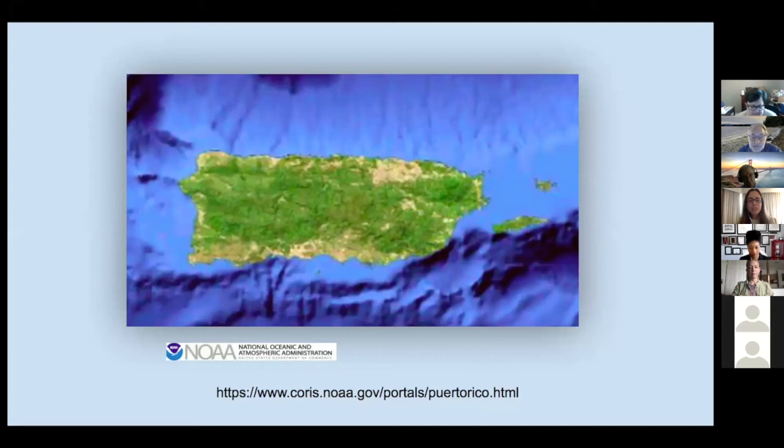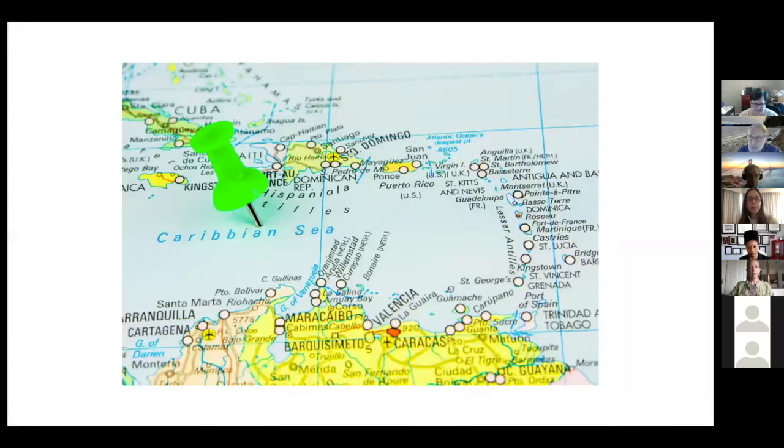I'm a pediatrician with training in environmental health, but I'm also an islander born and raised in Puerto Rico. Puerto Rico, officially the Commonwealth of Puerto Rico, is an archipelago of islands located in the Greater Antilles. It was colonized by Spain in the early 1500s, and it became a US territory in 1898, and we have been US citizens since 1917.